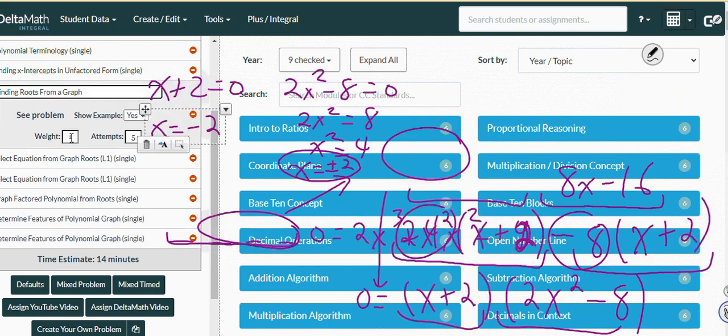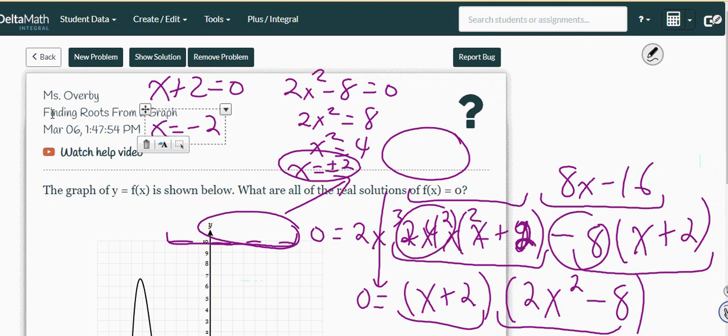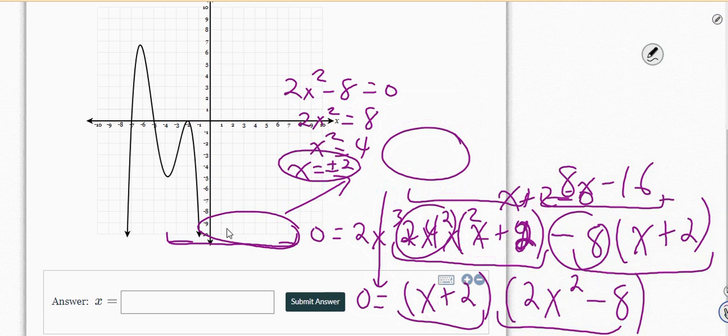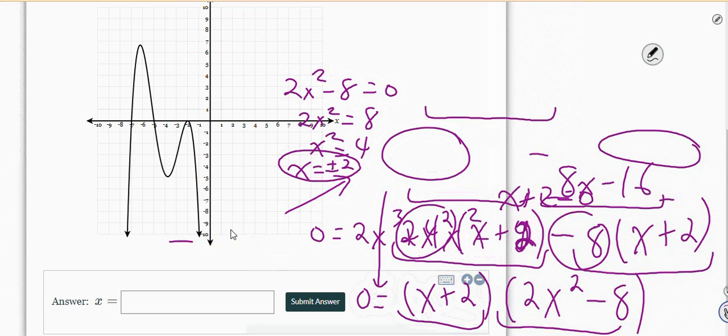Finding roots from a graph. Okay, let's look at this graph. I'm just going to move all this to a trash center over here. Okay, so I see that my roots. Did we talk about roots in the other video? Same thing as zeros. I don't know why they call them roots, but you can call them x-intercepts, you can call them zeros, you can call them roots. We're all referring to the same thing.